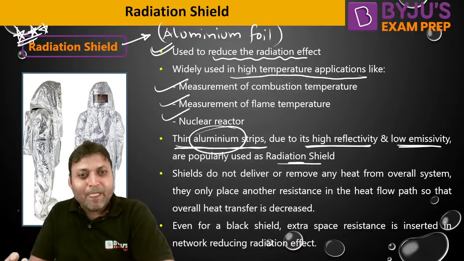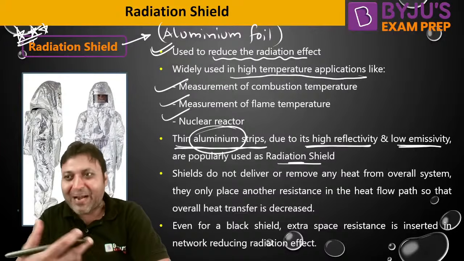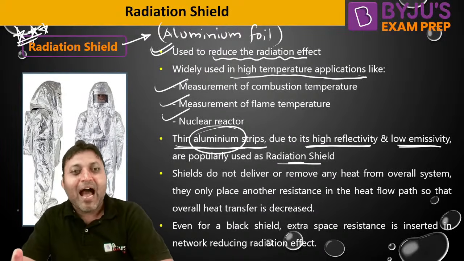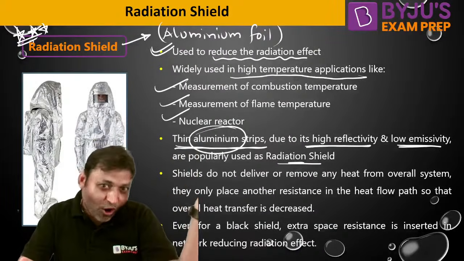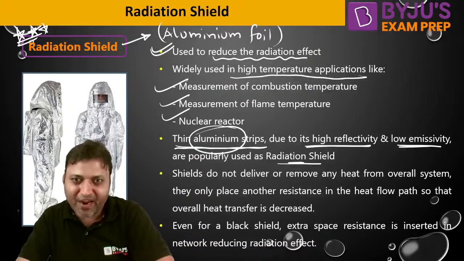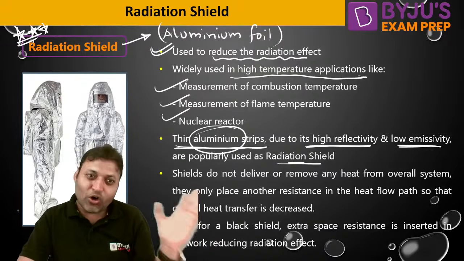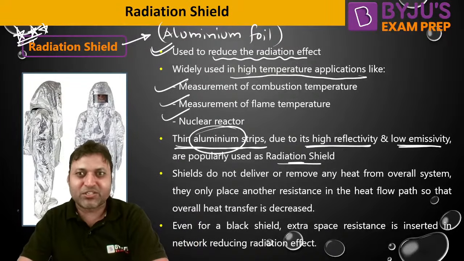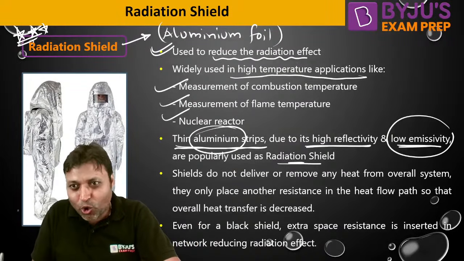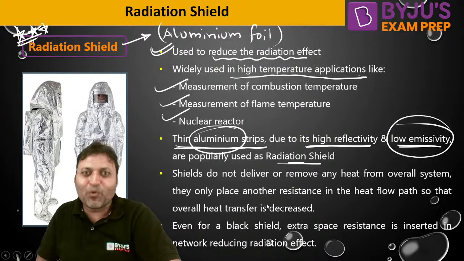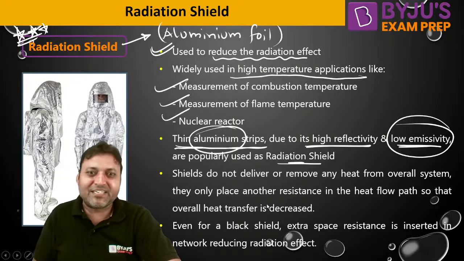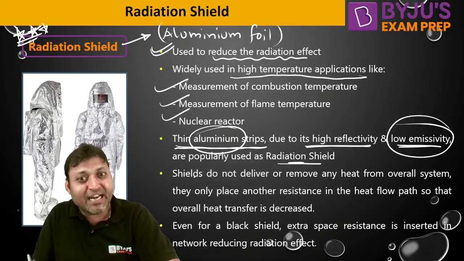Otherwise, if you take a radiation shield material with high emissivity, then it will also insert radiation effect. So the radiation shields are used to reduce the effect, not to increase the effect of radiation. So surfaces with low emissivity are very popular to be used as a radiation shield. Now, how do they reduce the radiation effect?